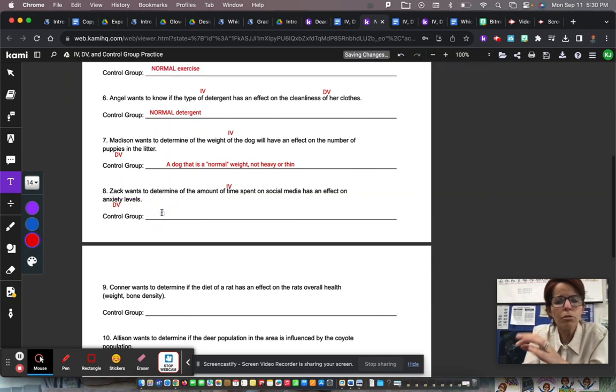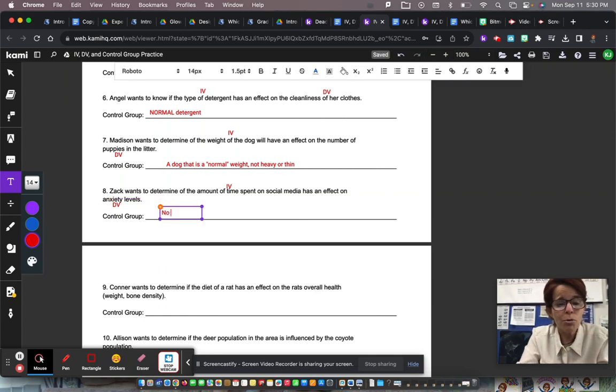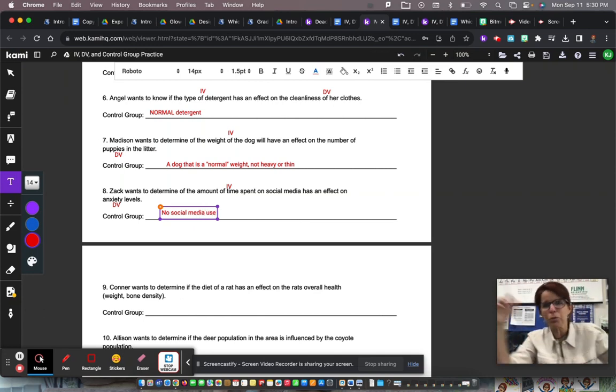The control group would be no social media use. That's what's normal. I know that sounds funny. Normal is actually like 3 hours a day or more. Some people constantly all day long. But technically, the normal state for a human being is to not be on social media.